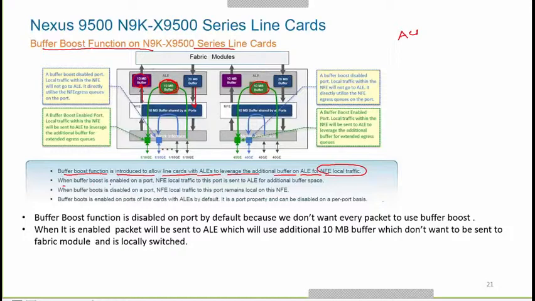Buffer boost is disabled by default on a port, so you have to enable it. When buffer boost is enabled on a port, NFE local traffic to this port is sent to the ALE for additional buffer space. And when buffer boost is disabled on the port, the NFE local traffic on this port remains on its local NFE. This applies only when you have an ACI enabled line card.